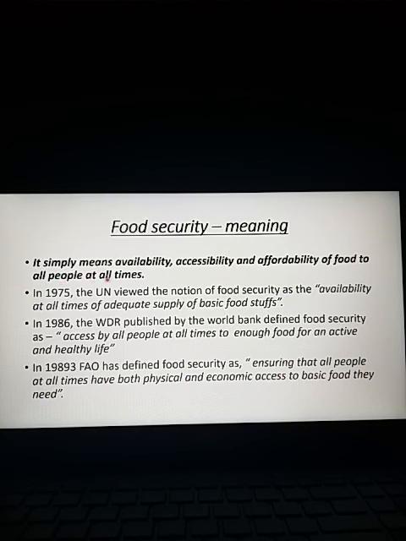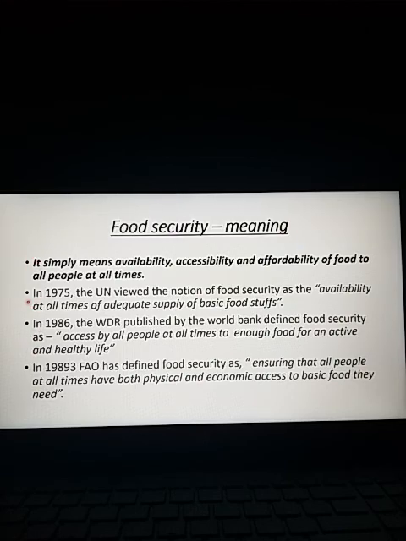In fact, below this, you find three definitions which are given by international agencies like the United Nations, World Development Report, and Food and Agricultural Organization. All these three definitions give the same meaning and stress on availability, accessibility, and affordability. Out of these three definitions, it is very important to know any one, along with a simple definition.